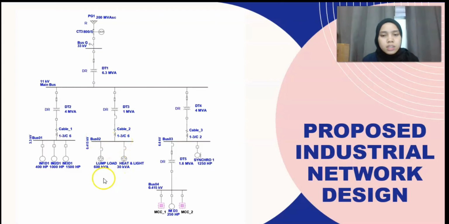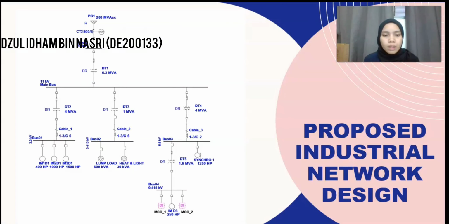The loads here have different kVA: 600 kVA for lamp load and 30 kVA for heating and lighting load. In the third division, we have transformer T4, which steps down the voltage from 11 kilovolt to 6.6 kilovolt for our first synchronous motor, which needs an operating voltage of 6.6 kilovolt with 1250 horsepower. Then we have T5, stepping down the voltage from 6.6 kilovolt to 415 volt for the third division load containing MCC1 and MCC2, and also the induction motor that needs 415 volt operating voltage and 250 horsepower.